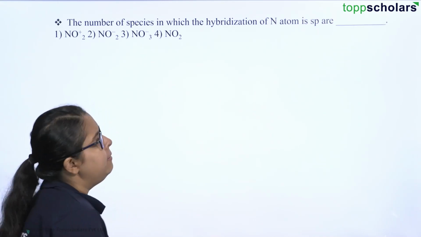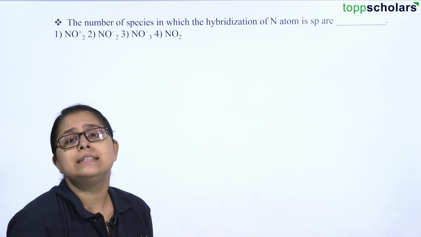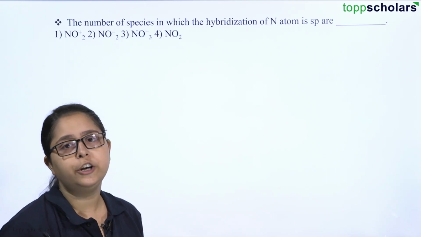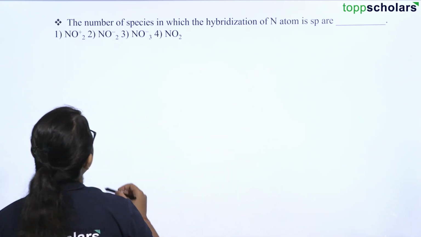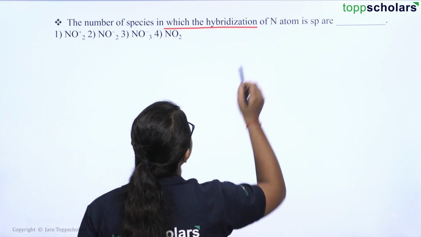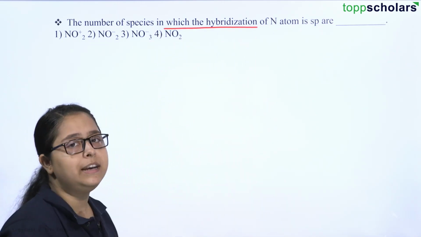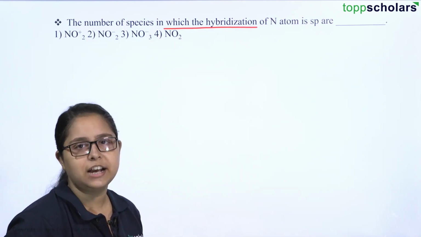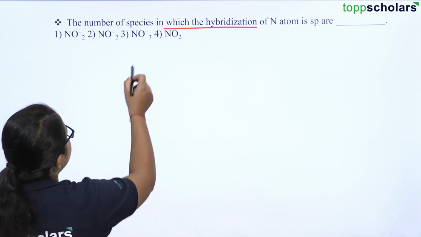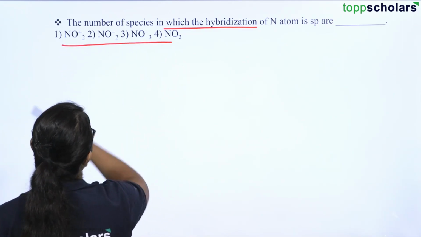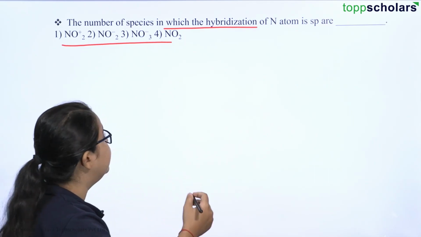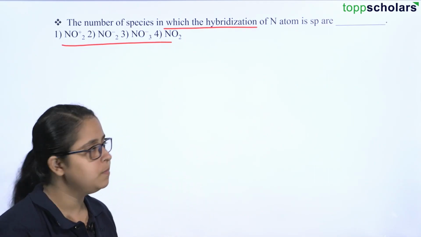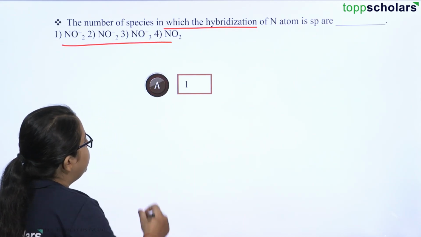The next question is about hybridization again. See students, this hybridization topic is very important from your examination point of view. The question is a fill in the blank type of question. It says the number of species in which the hybridization of N atom is sp are dash. We are given 4 candidates. Over here we have NO2+, then NO2-, then NO3-, and finally NO2.